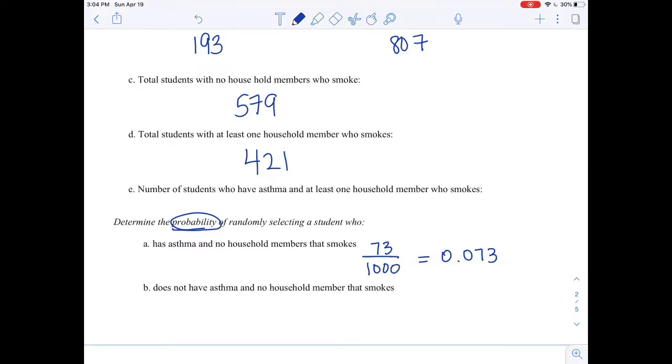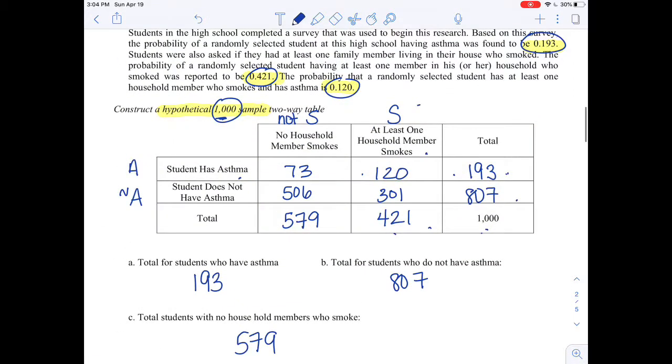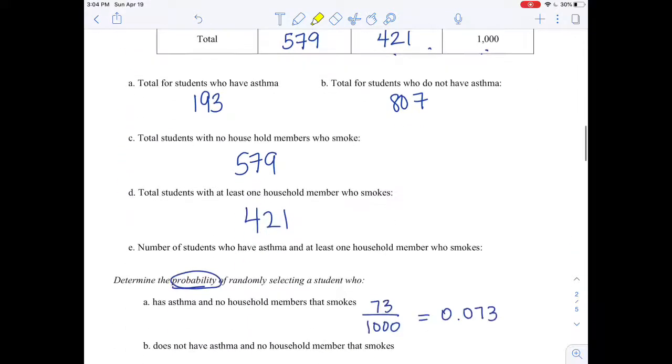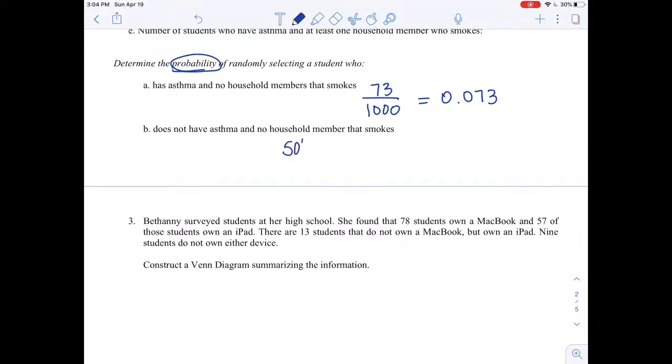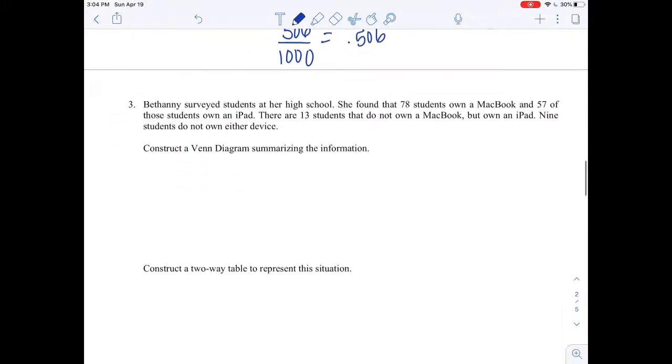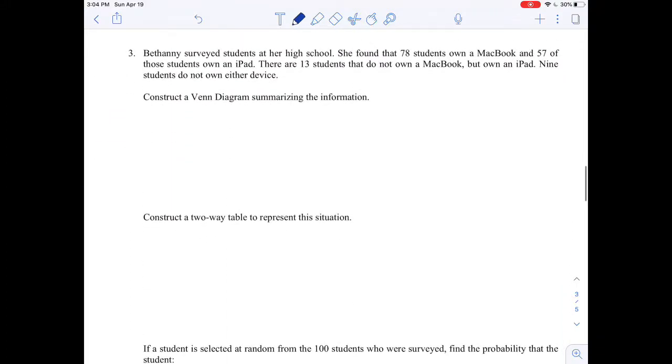Okay, what are the chances if I pick a random student that they don't have asthma and they have no one in their family that smokes? So no asthma, and no one in their family who smokes, so you can see that would be 506. That would be the place where those two things overlap. So I would say, 506 out of our theoretical 1,000 people, or 0.506 as a decimal, that's the chance if I randomly pick a person that they don't have asthma and have no household member who smokes.